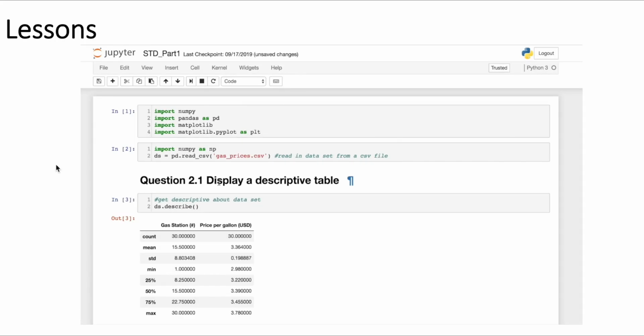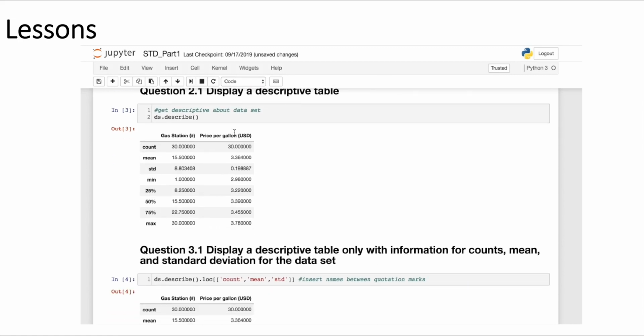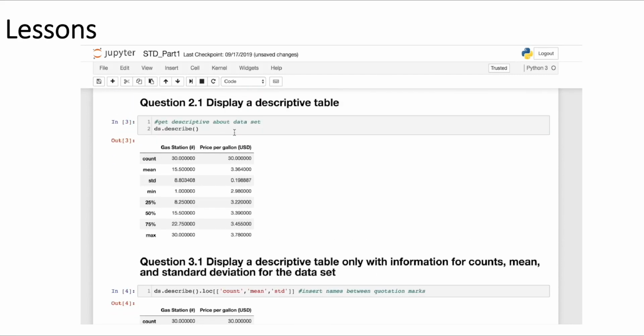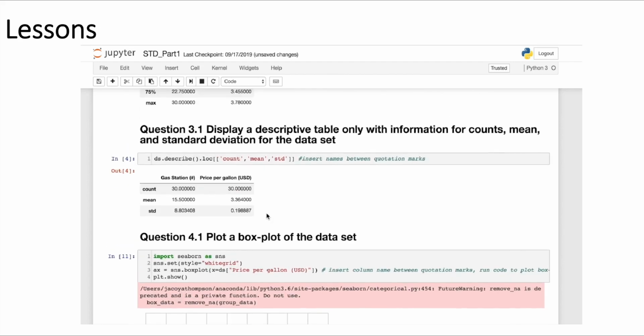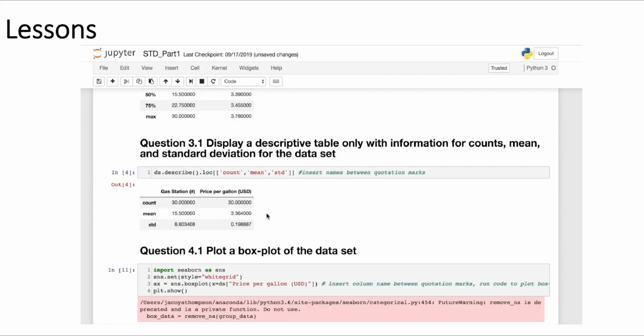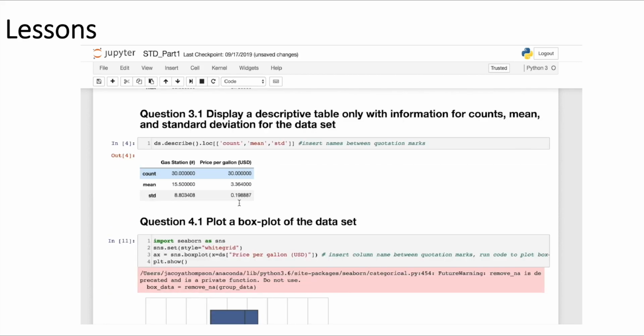Now, I will briefly describe the lessons. In the first lesson, students begin to familiarize themselves with Python and the various commands and functions in Jupyter Notebook. Students receive a dataset and run the code in the notebooks. First, generating a descriptive table, students interpret the mean, standard deviation, and the quartiles.